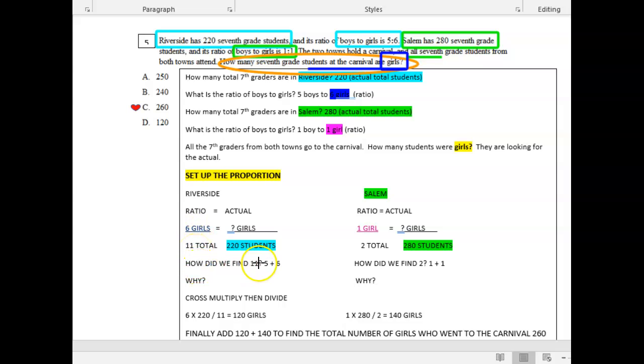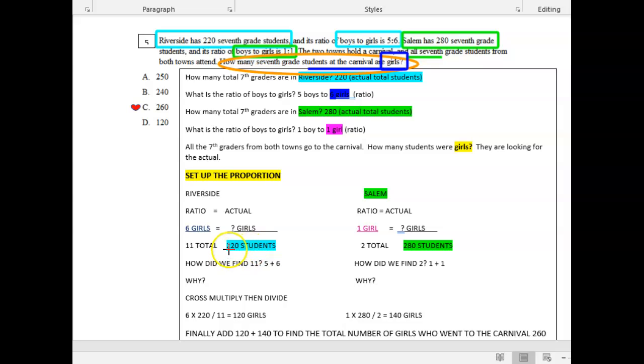So how did we find 11 that represents the total for this part-to-part ratio? I added 5 plus 6. For every 5 boys, there are 6 girls, which means there's 11 total students in that ratio. Because they're asking us about the girls, that's why I use the 6 value that represents my girls. So 6 girls for every 11 students in the ratio side, the actual side.